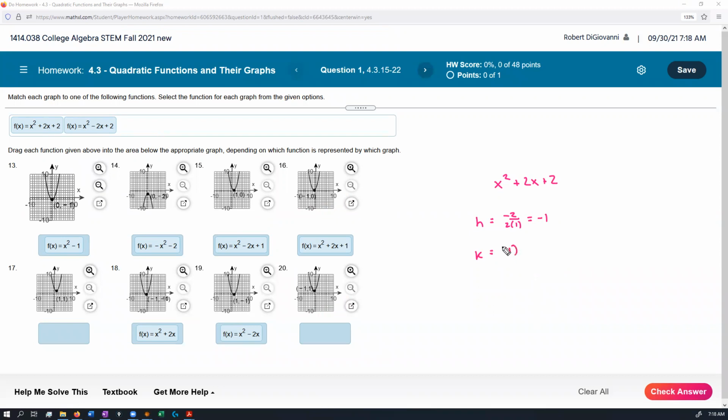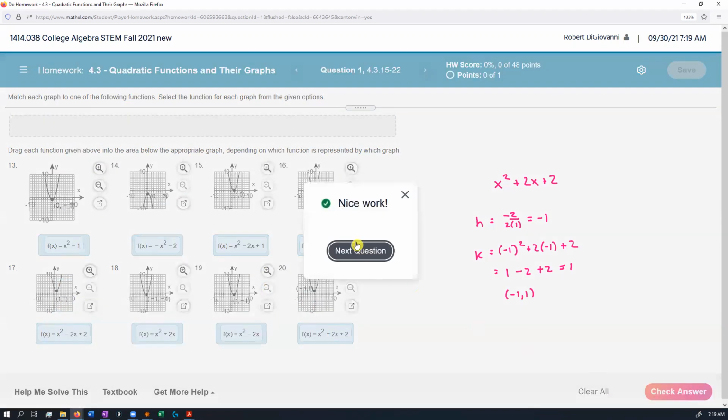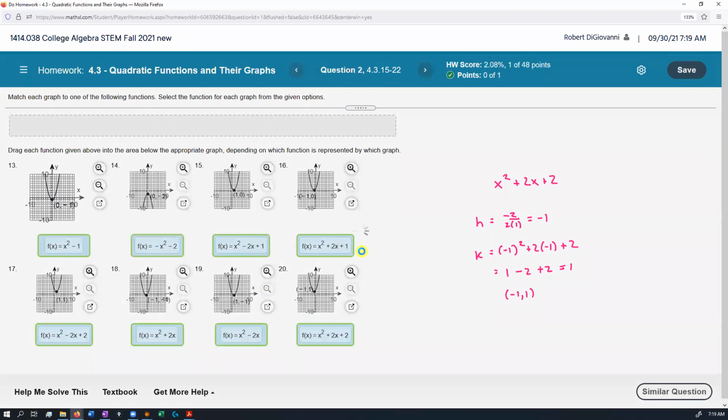We get -1 squared plus 2 times -1 plus 2. So we get 1 minus 2 plus 2, which gives us 1. So we have a vertex of -1, 1. And that looks like this one right here, -1, 1 is the vertex. So that goes here, and that must go there. Let's check it out.